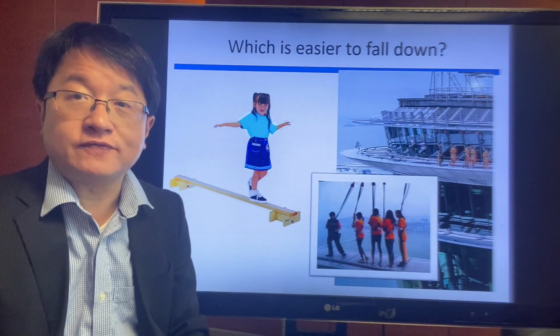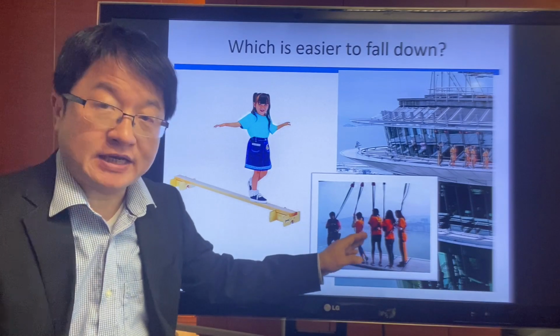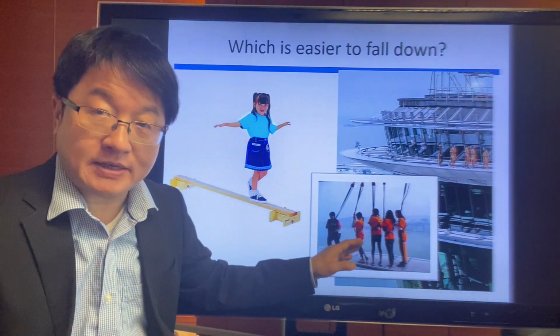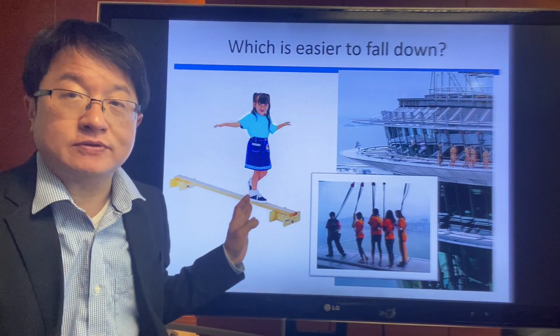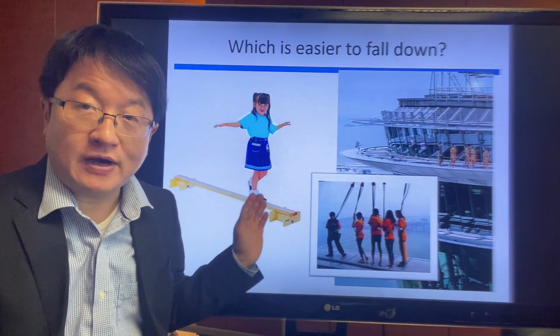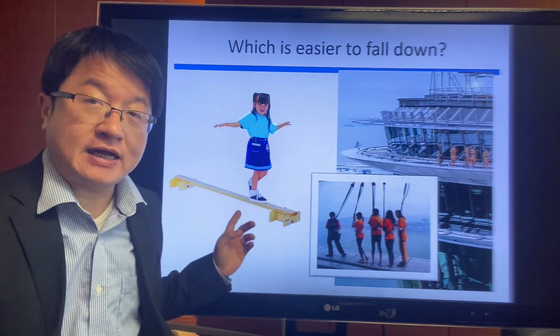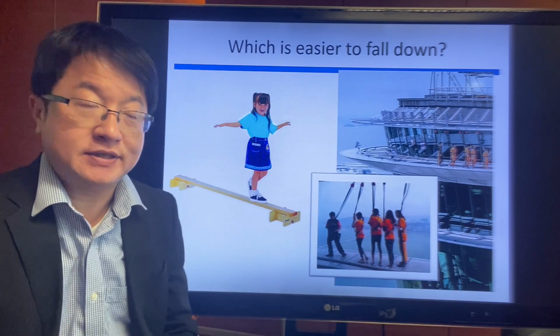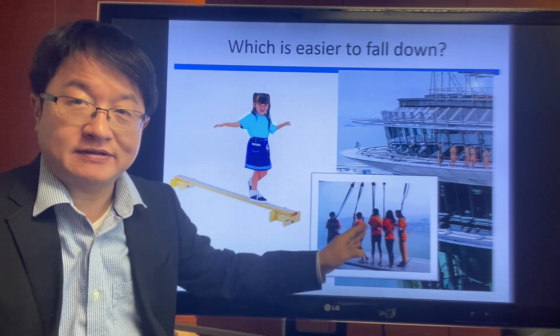Therefore, in terms of the consequence, the risk impact of walking on the canopy in the Macau Tourist Tower is much more serious than walking on the balance wood. And therefore, even though this little girl walked on the wood without any safety measure, that's fine. The worst case is that she may fall down and may not even have any injury. Compared with this case, if anyone falls down, then there will be casualty.